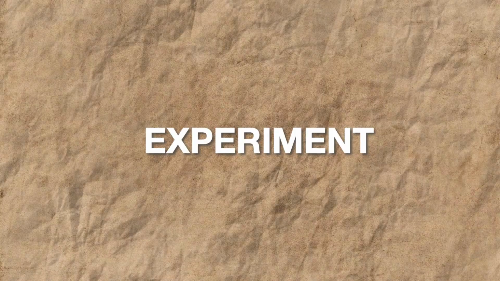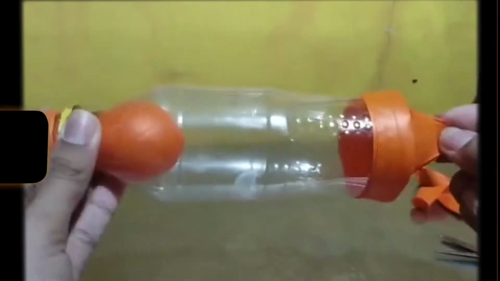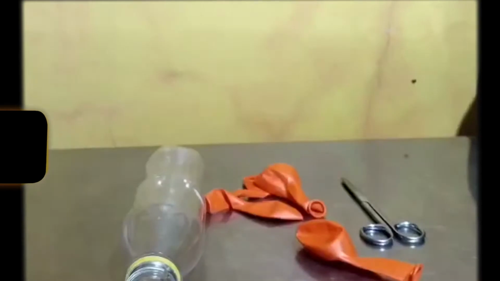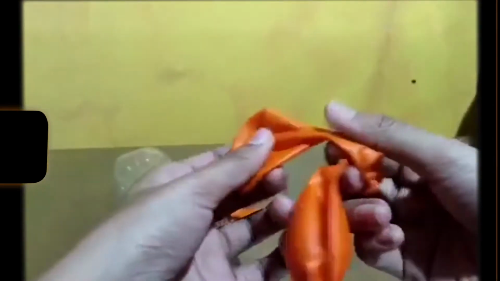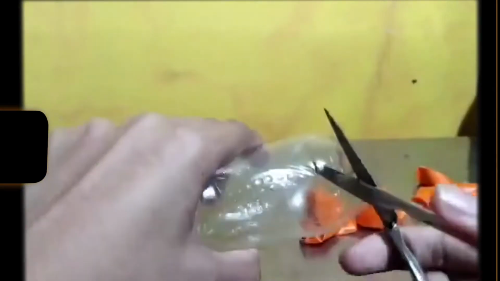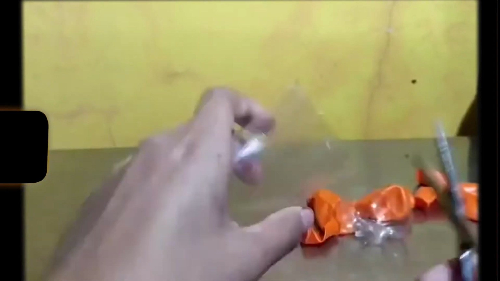For experimenting with Boyle's Law, we just need 3 things that you can find in your house. So firstly, we need a plastic bottle, 2 pieces of balloon, and lastly, scissors. For the procedure, firstly, we need to cut the bottom part of the bottle. Be careful in handling the scissors.